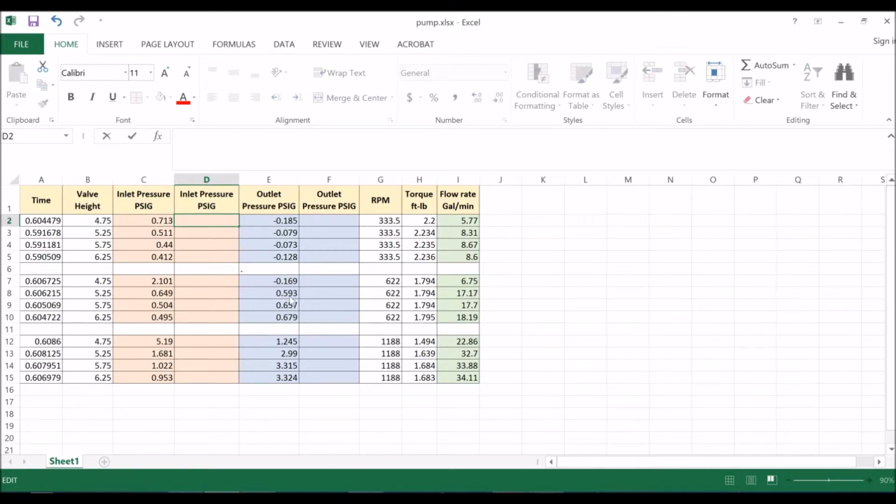In order to do this, you will need to multiply the inlet pressure, which is in PSI, by 2.31 in order to convert them to feet of head. So all the inlet pressure and outlet pressure must be multiplied by 2.31 to make this conversion.